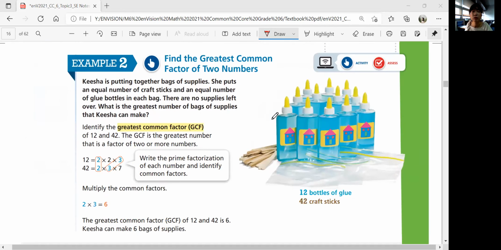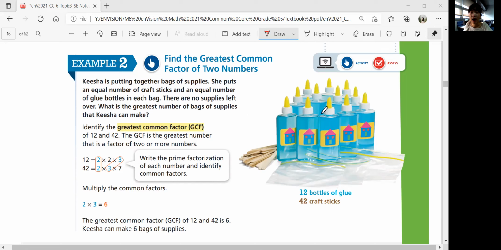Okay, look at example 2. Find the greatest common factor of 2 numbers. Keisha is putting together bags of supplies. She puts an equal number of craft sticks and an equal number of glue bottles in each bag. There are no supplies left over. What is the greatest number of bags of supplies that Keisha can make? Okay, we got 12 bottles of glue, 42 craft sticks, and there is no remaining supplies after this is done. So how can you pair them?